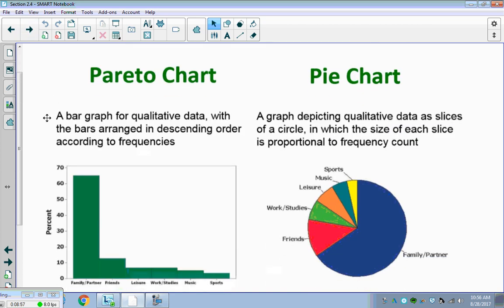Okay, a Pareto chart is a bar graph that's just in order from highest frequency to the lowest frequency. Pie chart, everybody's seen a pie chart many times. It really should be based upon the percentage from the whole group. Okay?